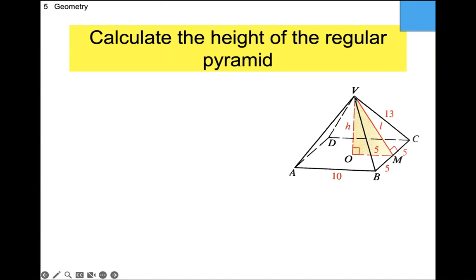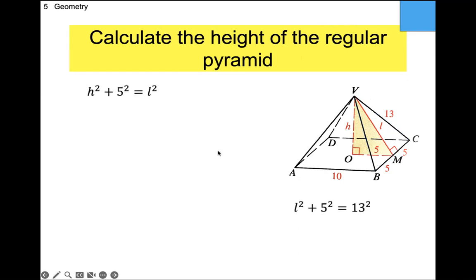The yellow triangle right here, we only have one side length, and that's 5. If I could somehow calculate what L is, then I would have two of the sides, and I can use Pythagorean theorem. So how do I calculate L? Well, I go to the other triangle, in blue, which is this triangle, VBC. And VBC has two of the sides labeled, 5 and 13. And it's the same math that we did before.